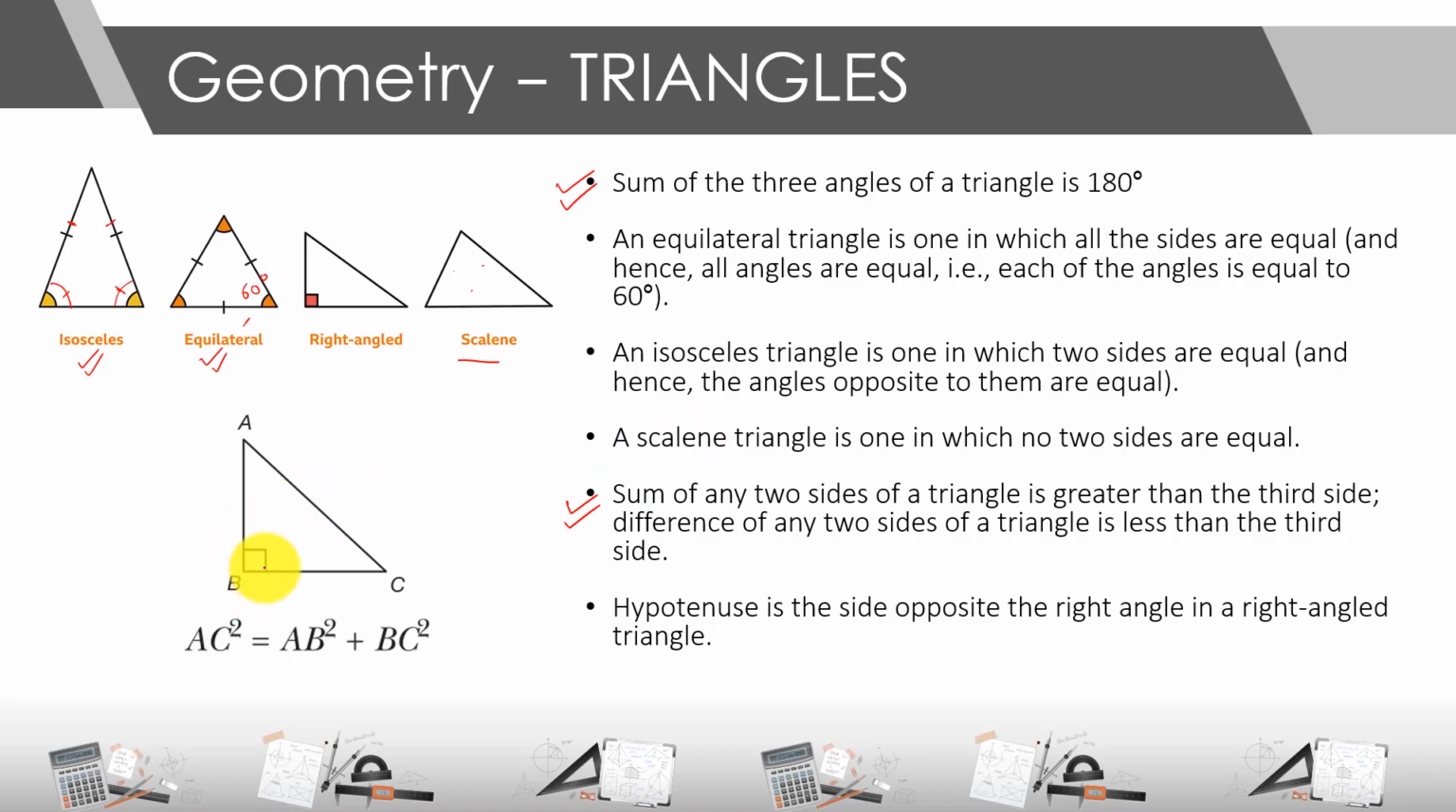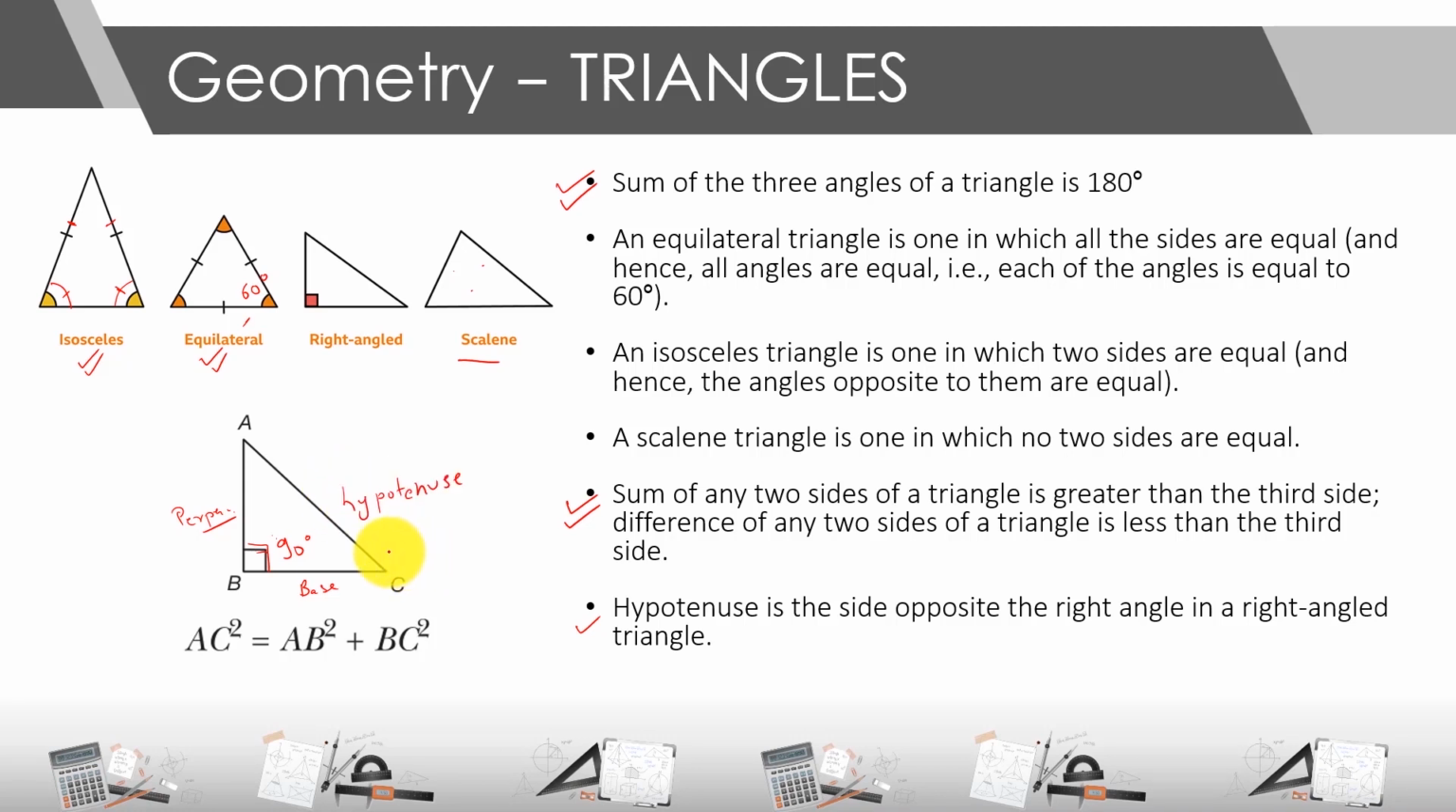The last property written here is that the hypotenuse is the side opposite to the right angle. So this right angle triangle is a special scenario. In this triangle, one of the angles is 90 degrees. The 2 sides between which the angle is 90 degrees are called perpendicular and base. So here BC will be called the base and AB will be called the perpendicular because it is at 90 degrees with the base. And the line which is opposite to this 90 degree angle is called the hypotenuse.